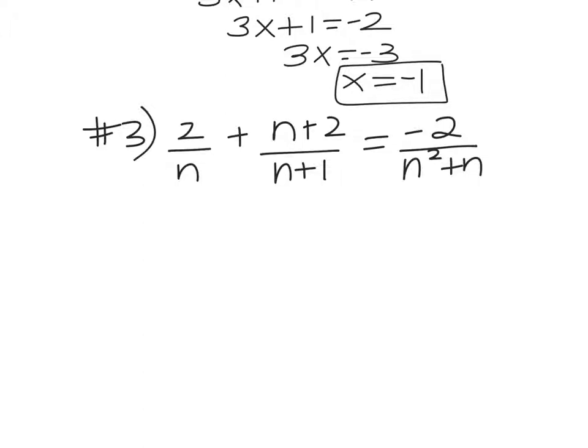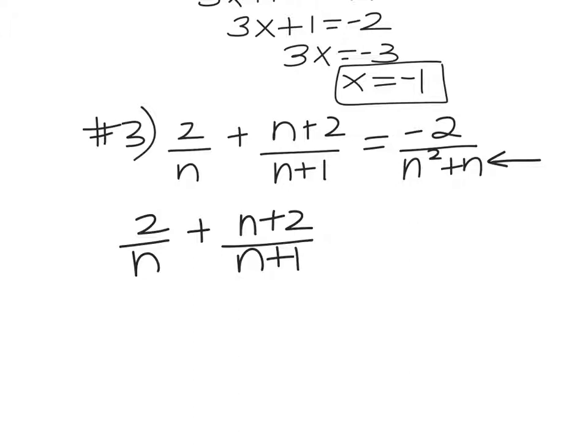Here we go. So most of the things we've been doing, the least common denominator has been pretty easy to see. So what you have to do for this one is you have to factor. See this right here? That's factorable. So I'm going to rewrite this problem as 2 over n plus n plus 2 over n plus 1. None of those can be factored. But over here, this is n times n plus 1. It's important to see that.